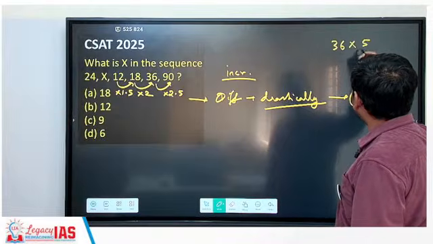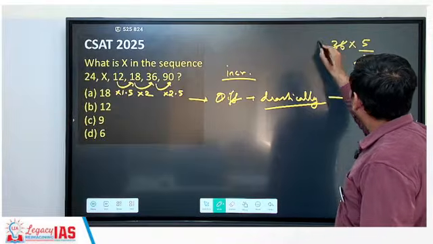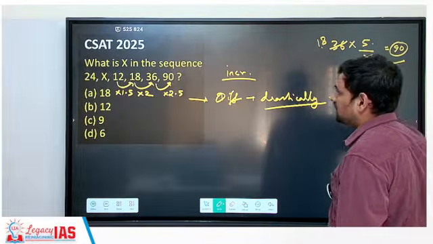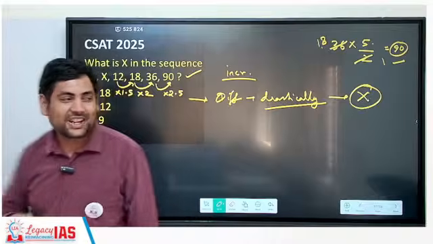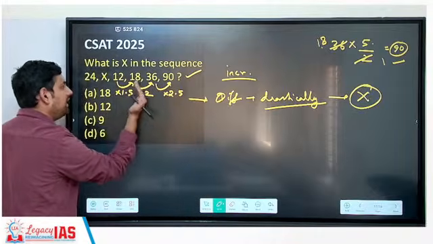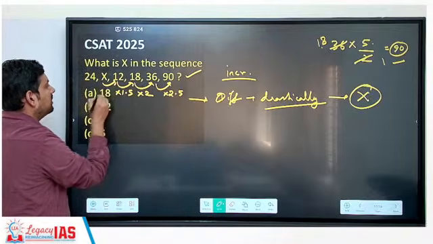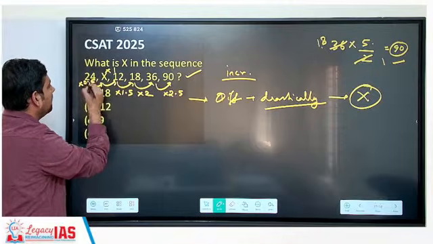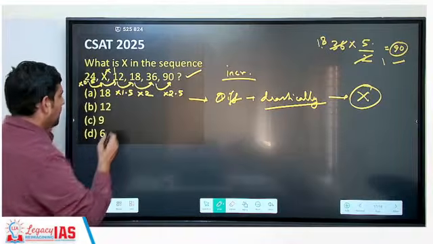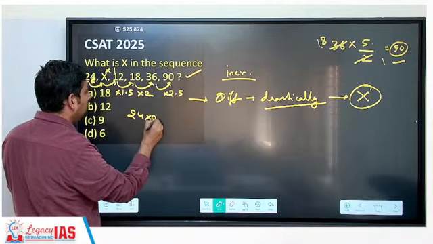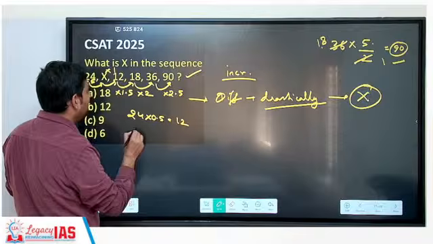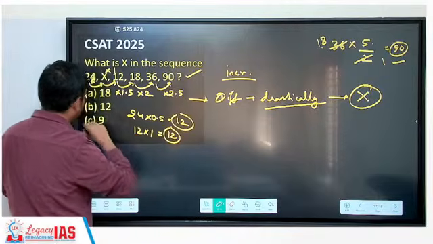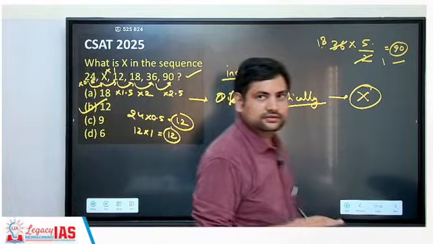So that means 36 into 5 by 2. 18 fives are, so 18 fives are what? 90. Yes, my hypothesis is absolutely correct. The pattern is into 2.5, into 2, into 1.5. This would have been into 1, and this would have been into 0.5. Correct? Now it is following both ways. 24 into 0.5 gives you 12, and also of course 12 into 1 gives you 12 again. So answer here becomes B, 12.